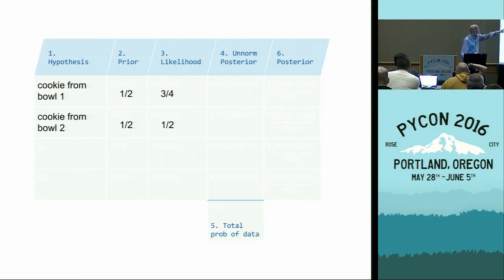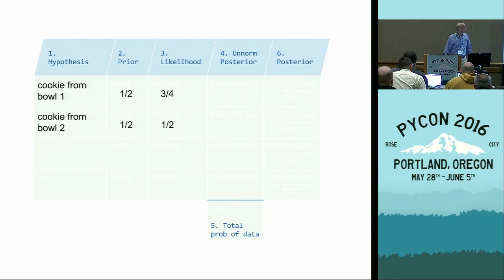you're going to fill in the conditional likelihood under hypothesis 1. And that means if it actually came from bowl 1, what would be the chance of getting a vanilla cookie? And again, that was given to us in the statement of the problem. Bowl 1 is 3/4 vanilla. So the conditional likelihood of the data is 3/4. The conditional likelihood, if it's actually bowl number 2, is 1/2. Again, given to us by the statement of the problem.